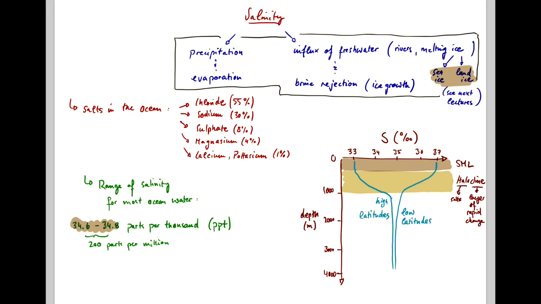So this is mostly a story of precipitation and evaporation. Sometimes the difference between them is called E minus P, evaporation minus precipitation. So you would have a high surface salinity when you have high E minus P, and a low surface salinity when you have low E minus P. What I haven't considered in these profiles is the role of influx of fresh water or brine rejection. And we'll talk about that next.